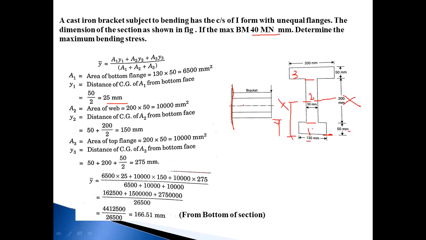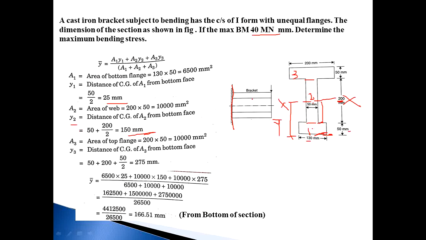Then next we move towards section number 2. The dimension of section number 2 is 50 by 200 mm, so the area becomes 10,000 mm square. Then the CG of section number 2 is measured from the bottom of the section. The depth of section number 2 is 200 mm, so the CG is at 200 divided by 2, that is 100 mm. But we require the CG from the bottom of the section, so add 50. That is 50 plus 200 divided by 2, that is 150 mm. It is the value of Y2.